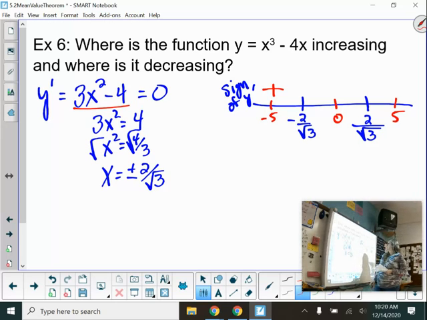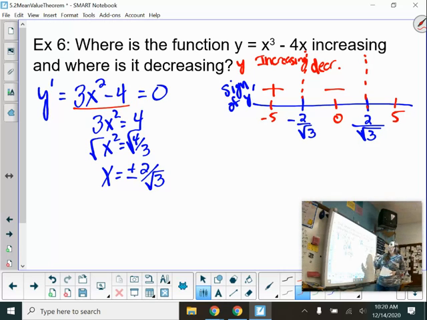That's definitely going to give me a positive value, which means y is going to be increasing there. Let's separate those out. So the sign of y prime is positive, which means y has to be increasing. If I plug in 0, 3 times 0 squared minus 4, that gives me a negative value. Again, I don't need to know exactly what negative value, I just need to know that it's negative. And since it's negative, that means that y is going to be decreasing.